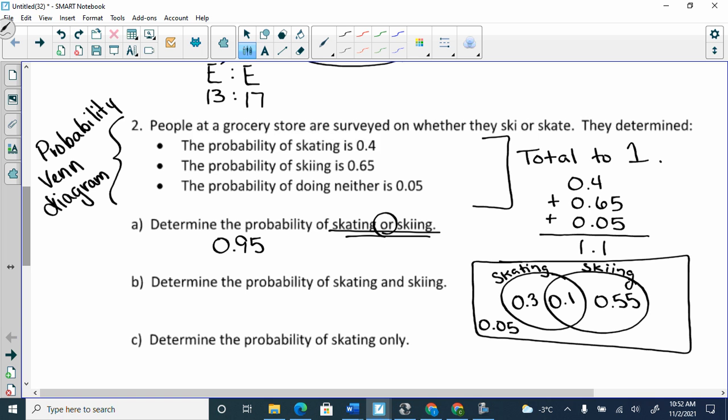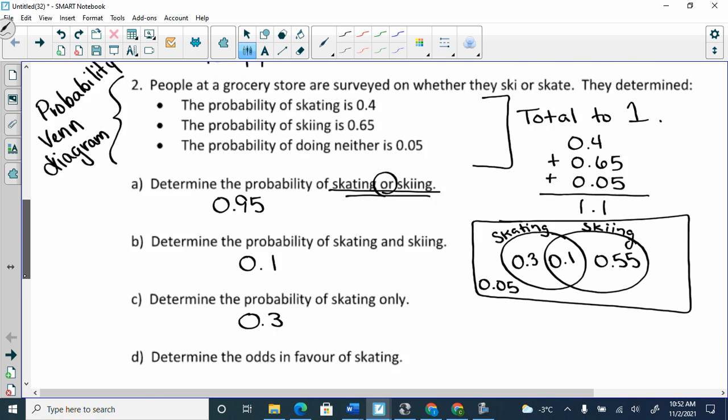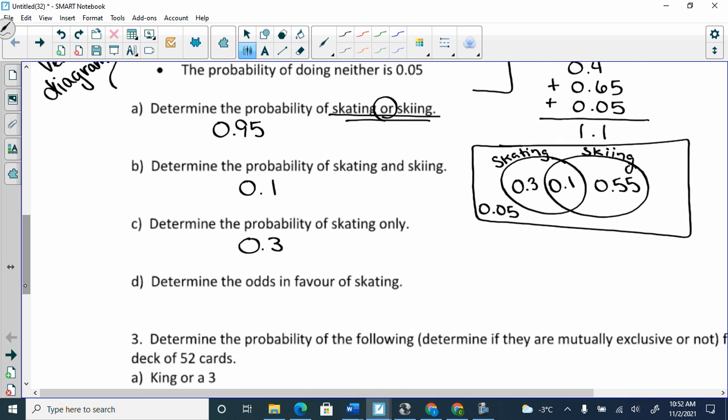Determine the probability of skiing and skating. What's in the end? 0.1. Determine the probability of skating only. 0.3. Determine the odds in favor of skating. Odds in favor means it comes first. Skating. So I'm going to do skating first. And then what comes next? Not skating. And not skating is not skiing. Not skating is everything that's not in the skating, correct?